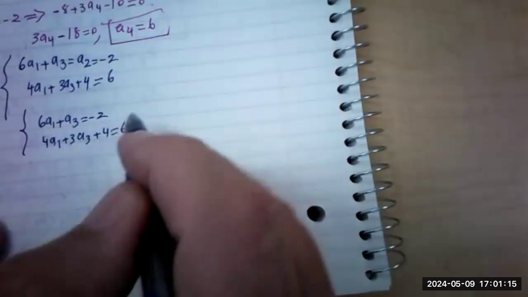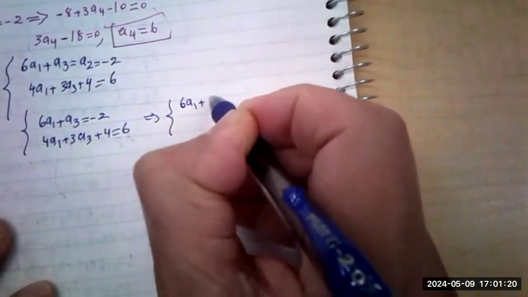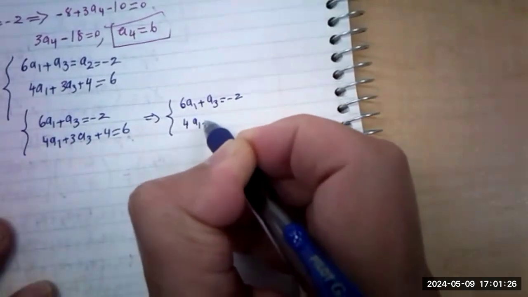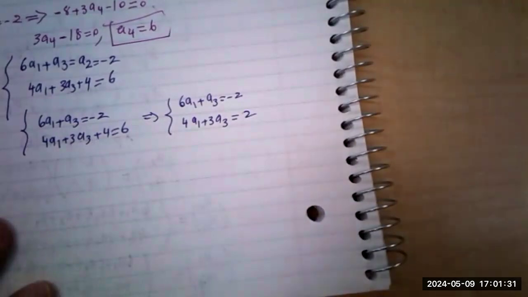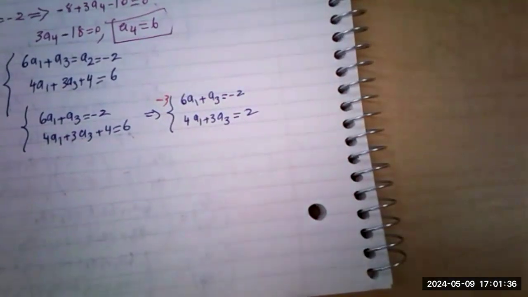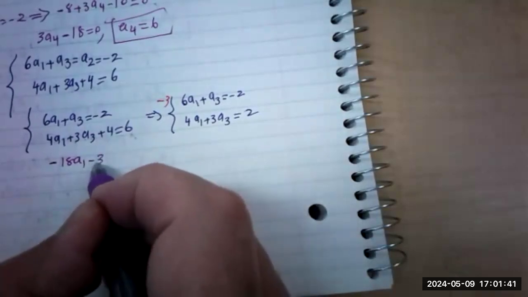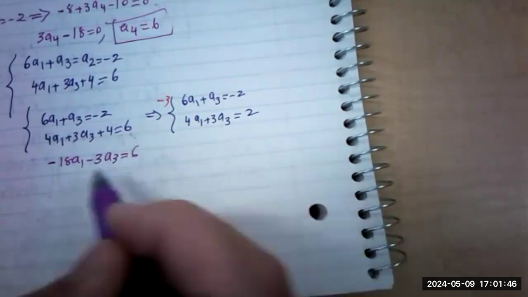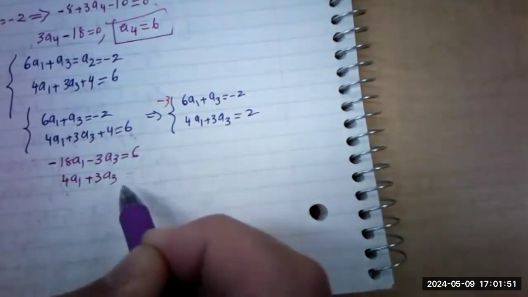And we can simplify that. Again, the elimination method gives you the result. 6A1 plus A3 equal to -2, and 4A1 plus 3A3 equal to 2. Again, we can multiply the first one by -3 to eliminate the A3. That gives me -18A1 minus 3A3 equal to 6. And the second one is 4A1 plus 3A3 equal to 2.